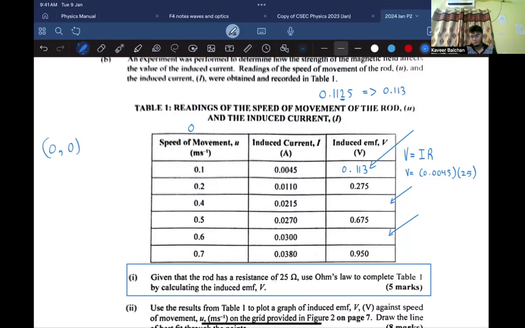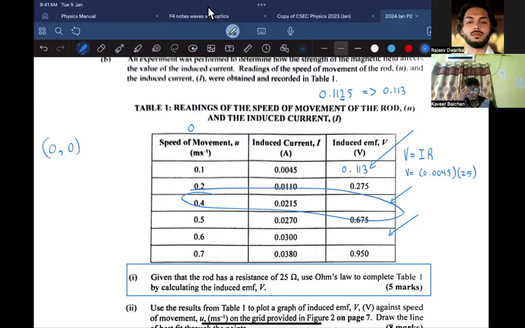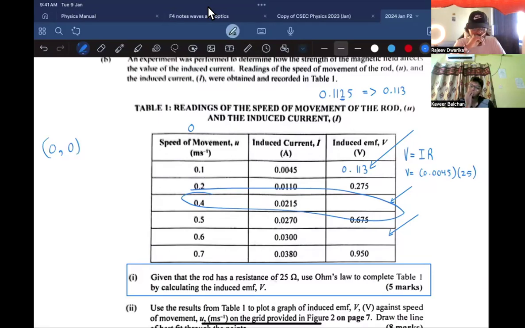I got 0.009. No, that's not correct. So tell me what you plugged into the calculator to work this out. Ocean, what did you plug into the calculator there to get your answer? I multiplied 0.4 by 0.0215. It's 25. Okay, no.